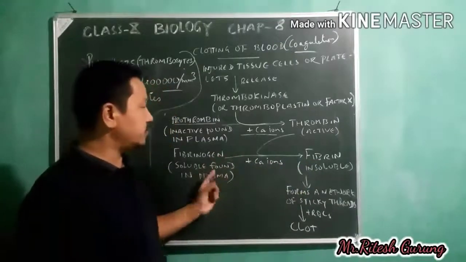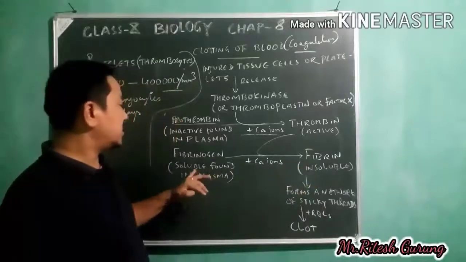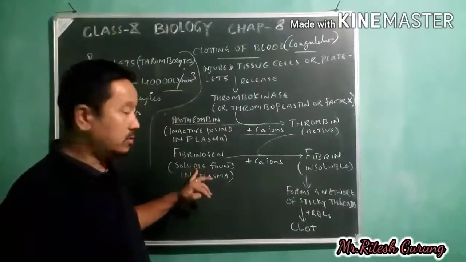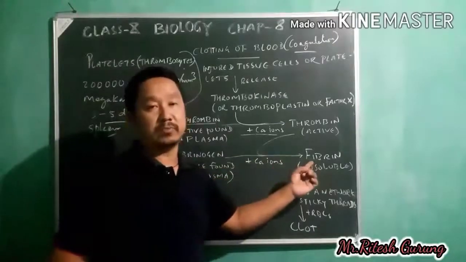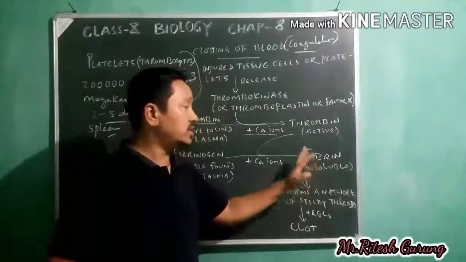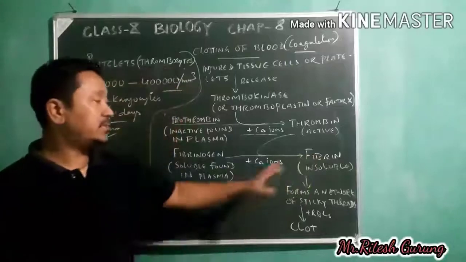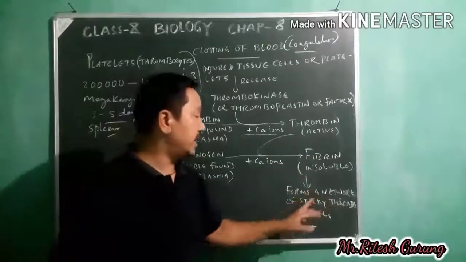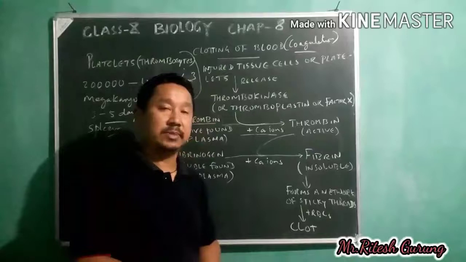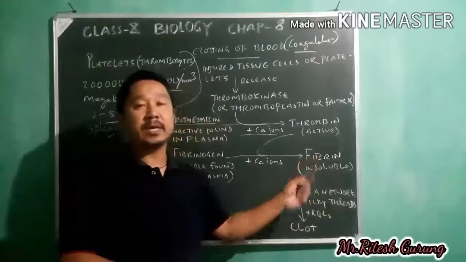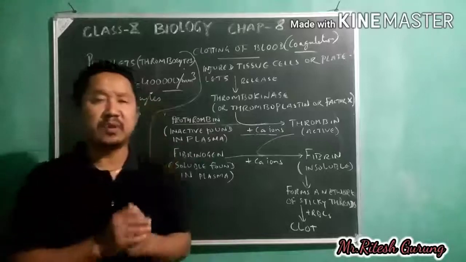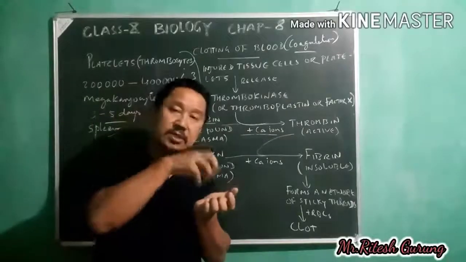And what's the difference between these two? This is in the soluble form, but this is in the insoluble form, which is not soluble. So now this fibrin at the end forms a network of sticky thread. This fibrin actually forms net-like structures there in the injured region.